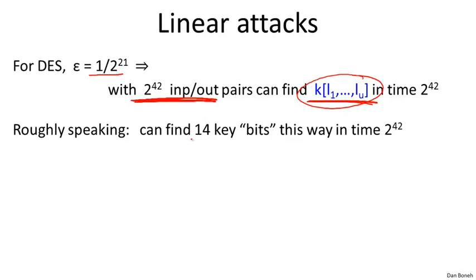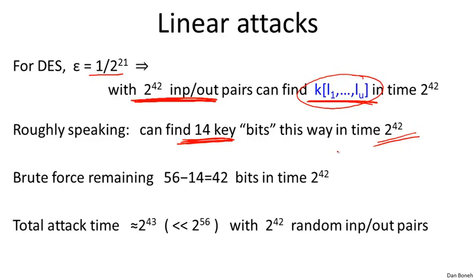So now using this method, you've recovered 14 bits of the secret key, and of course it took you time 2 to the 42. Okay, so then what do you do? Well, the rest of it is easy. Now you're going to do exhaustive search on the remaining bits. Well, how many remaining bits are there? There are 42 remaining bits, so the exhaustive search would take you time 2 to the 42.